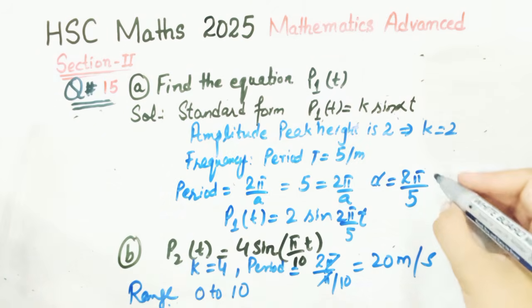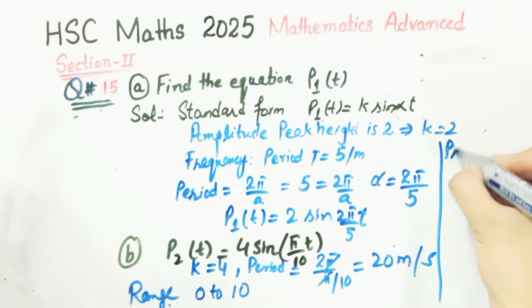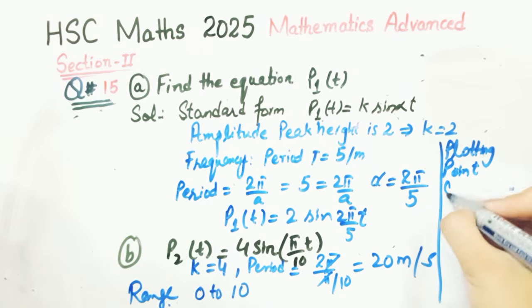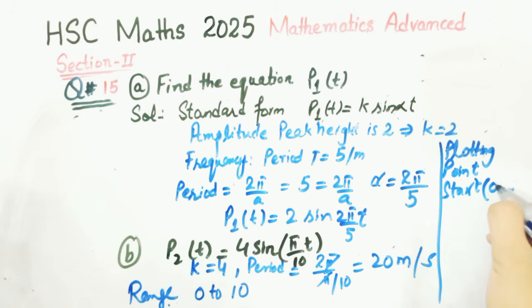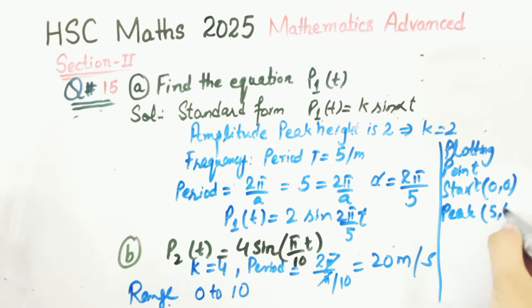So we will start by plotting points. Write here what the plotting points are. First we start from 0, 0. How to create the wave? Start at 0, 0, the peak value is at 5, 4, and the end will be the maximum of the range, that is 10, 0. Now this will be a smooth symmetrical hill shape connecting these three coordinates over the given domain.